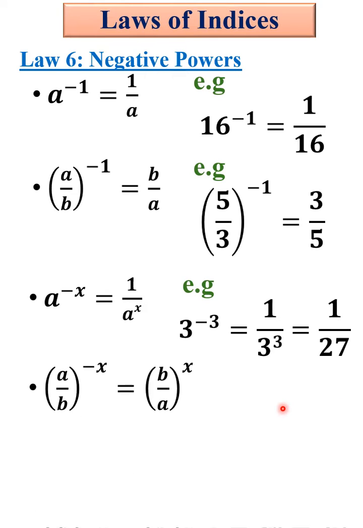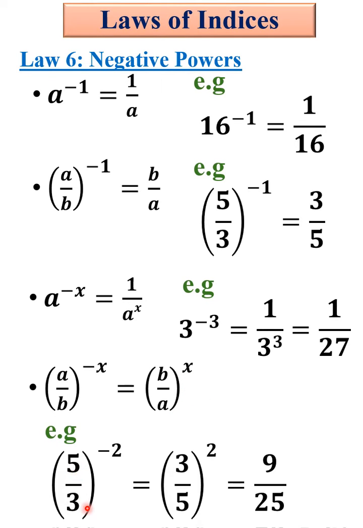Let's look at another condition. If a fraction is raised to the power of a negative number, the negative simply creates an inverse of that fraction. So a over b automatically becomes b over a raised to power x, what is left here, and that gives us b over a raised to power x. Let's look at an example. If 5 over 3 is raised to power minus 2, the minus creates an inverse, so we have 3 over 5, and we simply raise it to the power of 2. And that gives us 3 raised to power 2, which is 9, and 5 raised to power 2, which is 25, so 9 over 25.